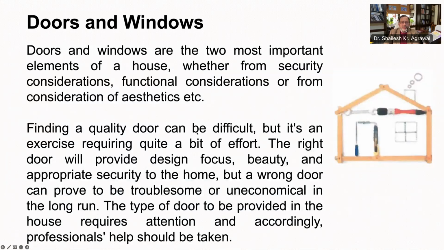Doors and windows, being two essential components of a house, are required from security consideration and from functional and aesthetic point of view. There are a plethora of doors and windows available nowadays, and it is indeed an involved exercise to have the right kind of door and window for your house. Professional help and market trends may be looked into while selecting doors and windows.